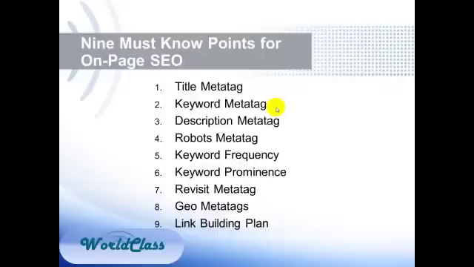So the title meta tag, the keyword meta tag, the description meta tag, and the robots meta tag are extremely important pieces that you need to make sure you have, and you have them unique to every page on your website. So let's talk about keywords again just for a second here, because keyword frequency and keyword prominence are part of the 9 must-know points for on-page SEO.